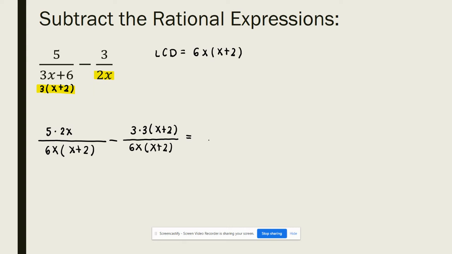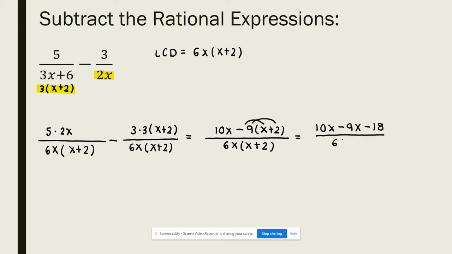So now I'm going to go ahead and make it one big fraction by keeping that LCD as it is. Well, 5 times 2x, that's now 10x, minus 3 times 3 is 9, and that's still being multiplied by x plus 2. But now I want to start trying to combine like terms on the top. Notice that it's not just 9 that I'm distributing, it is a negative 9. So we'll keep the 10x, but now negative 9 times x is negative 9x. Negative 9 times 2 is negative 18.